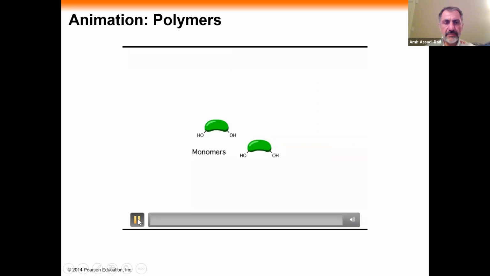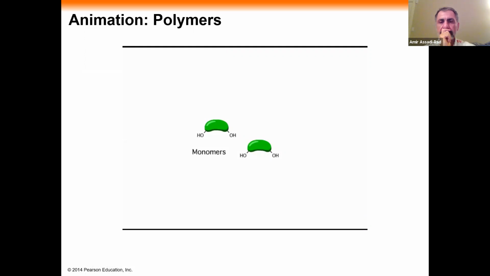Polymers, let's see what this animation is. Most biological molecules are very large and are built by assembling small molecules, or monomers, into long chains. The resulting molecules are called macromolecules, or polymers.